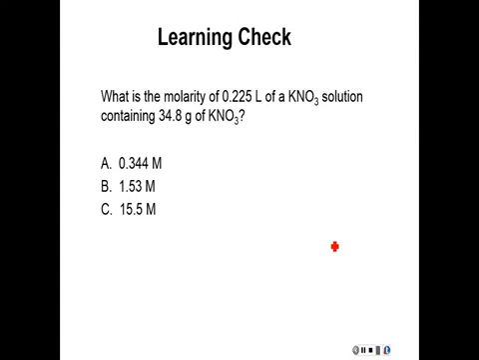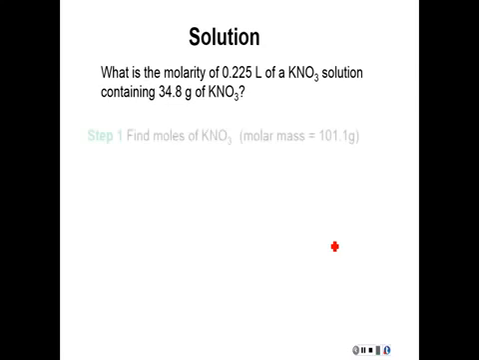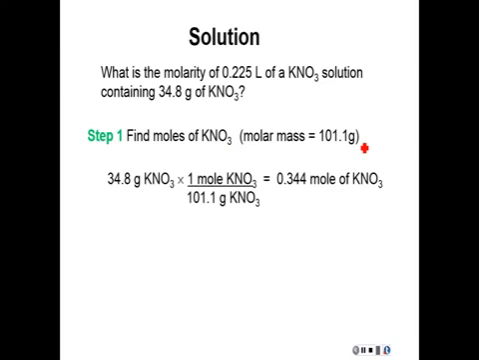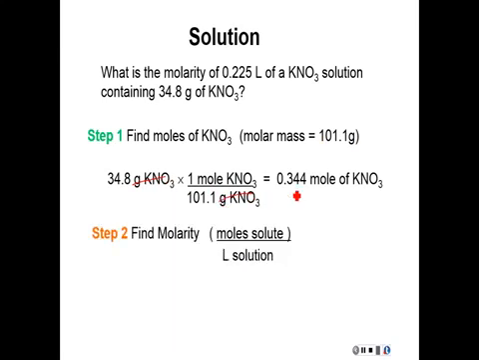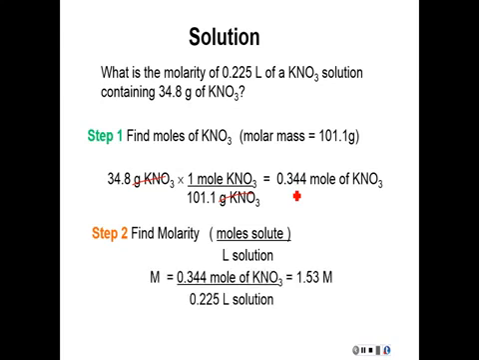Okay, here is the solution. Here's my question again. I'm going to find the moles of KNO3. The molar mass would be 101.1. So again, that's potassium plus nitrogen plus 3 times the oxygen. So I'm going to find my number of moles. You see how the grams of KNO3 would cancel out. And I get that many moles. And then I'm going to take my number of moles and divide it by the liters, which I was given. And I wind up with 1.53 moles per liter. Pretty straightforward. Hope you got it right.